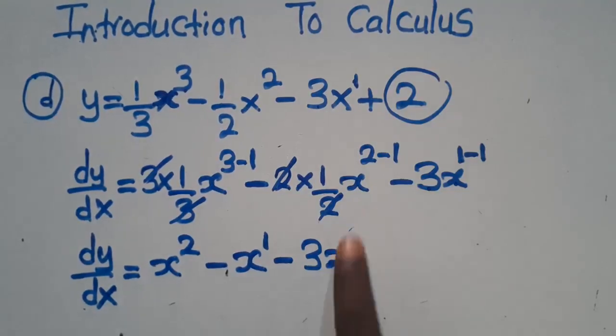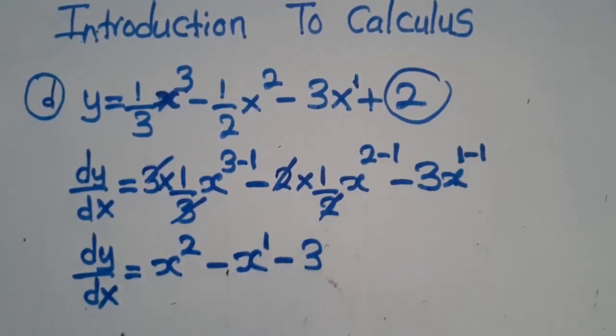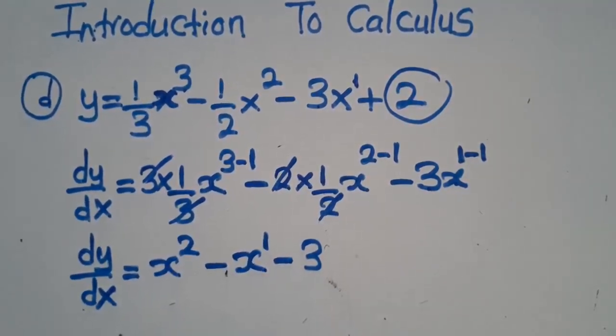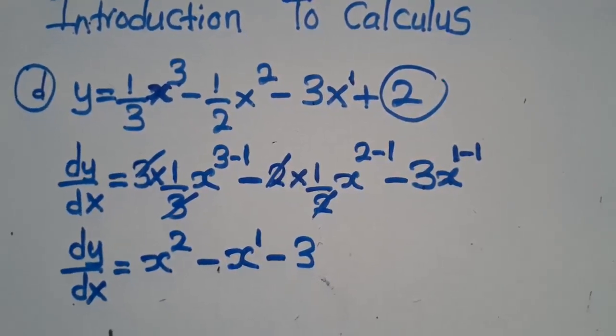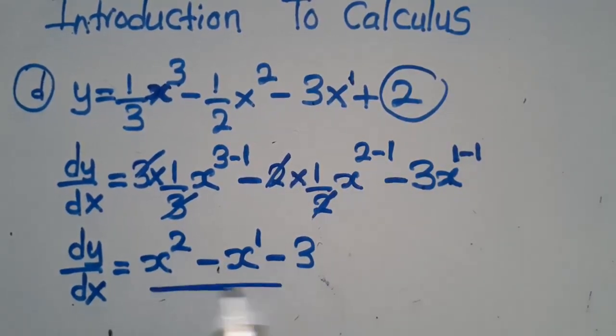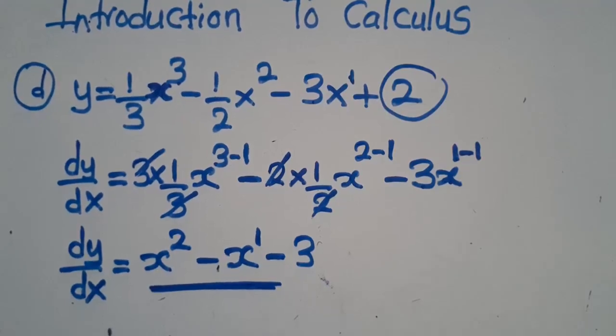So it's just the same as removing this x power 0. And you just leave it like this. Meaning that this is your answer. This is how we get to differentiate. This is what you need to know and understand. So make sure that you understand everything that I'm telling you. This is how we get to differentiate.